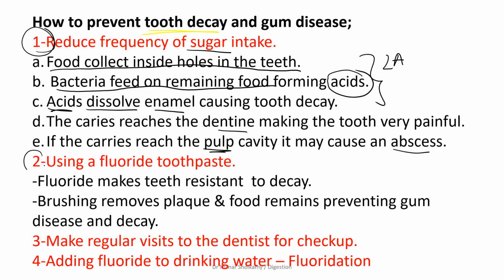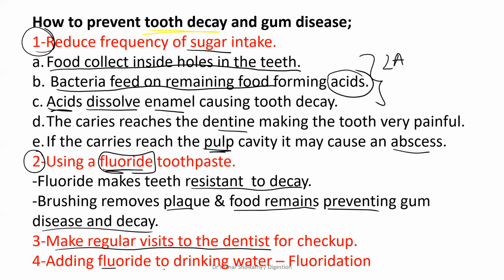Now, using a fluoride toothpaste, we will study why fluoride in specific, because fluoride makes your teeth harder, makes them resistant to decay. That's why some countries add fluoride to drinking water. Fluoride makes teeth resistant to decay. Brushing removes the plaque and the food remains to prevent gum disease and decay. Make regular visits to the dentist, and add fluoride to drinking water. This is called fluoridation. Anything hard about that?